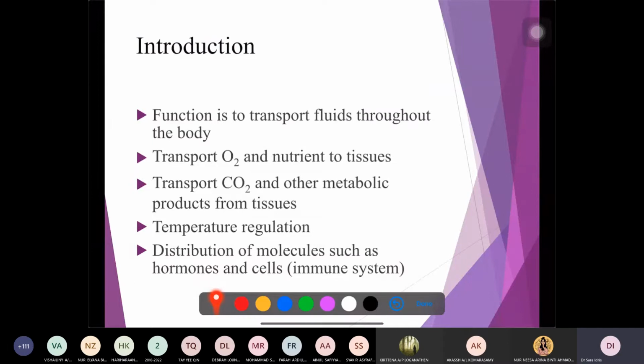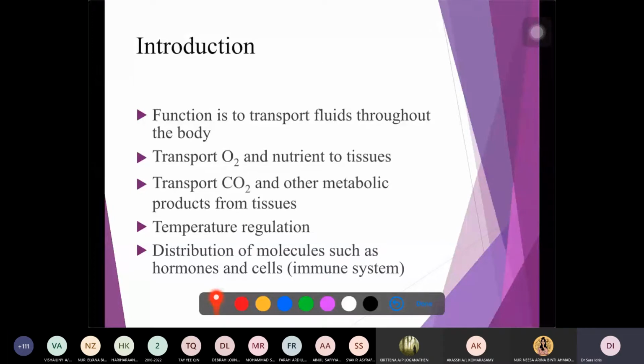So the function of your circulatory system is to transport fluid through the body. Most significantly it will be blood, of course, and hence you will be able to transport oxygen and nutrients to tissues, and transport carbon dioxide and other metabolic products from tissues. So you'll be able to provide the cells and tissues of your body with oxygen and nutrients and take away the carbon dioxide and metabolic products. Okay, it helps to regulate temperature.